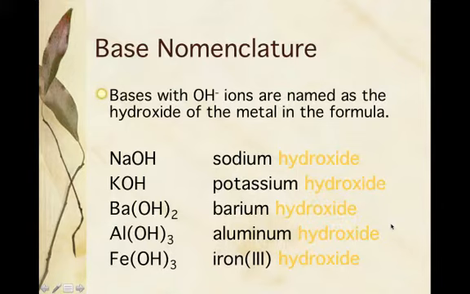Bases have OH ions, and OH is hydroxide, and you name them normally. So NaOH is sodium hydroxide. We don't have to do anything different like we did for the acids. KOH, potassium hydroxide, barium hydroxide, aluminum hydroxide, and iron. Iron 3 hydroxide. You remember why we need that 3 there? Right, iron can form 2 different ions, iron 2 and iron 3. So we have to indicate which one it is, and since it's a 3 here, it was iron 3, so it's iron 3 hydroxide.